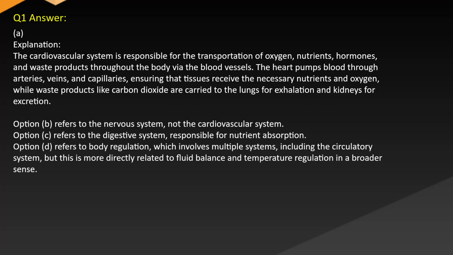Option B refers to the nervous system, not the cardiovascular system. Option C refers to the digestive system, responsible for nutrient absorption. Option D refers to body regulation, which involves multiple systems, including the circulatory system, but this is more directly related to fluid balance and temperature regulation in a broader sense.